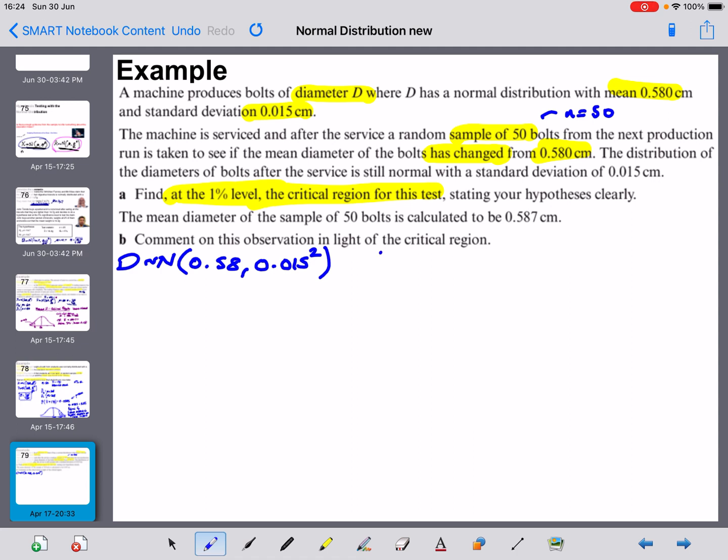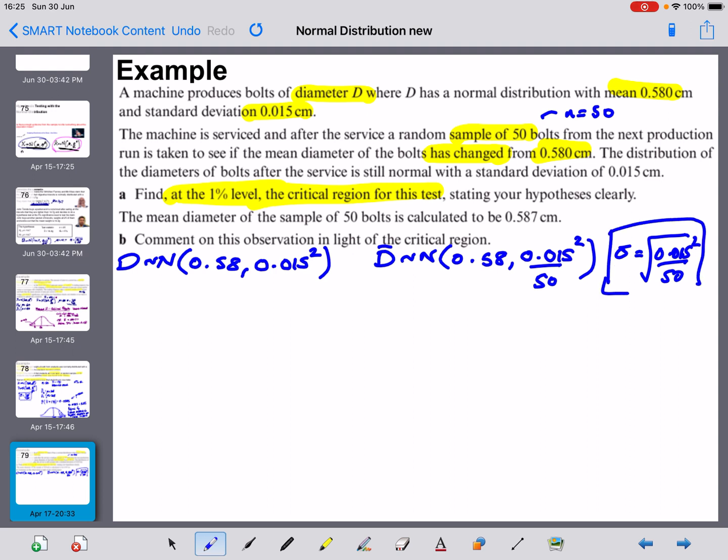So I'm going to change my parameters. D-bar is normally distributed with a mean of 0.58, that's unchanged. The variance is divided by the sample size, which means that the sigma that we're working with is the square root of 0.015 squared over 50. So that's what we're working with as our standard deviation. So I've changed my parameters.